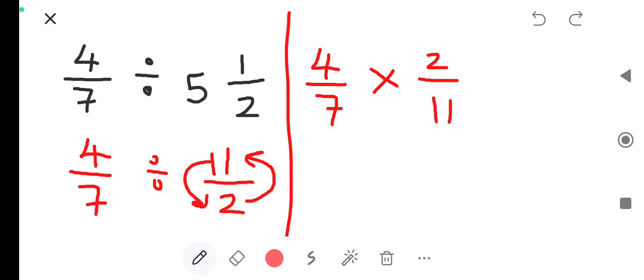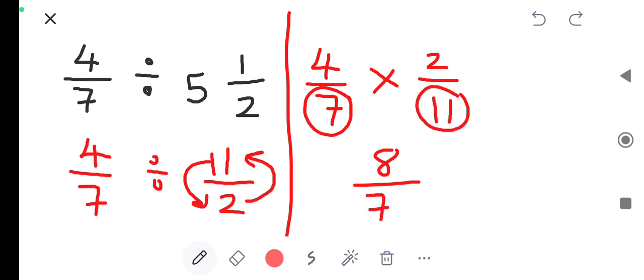Alright, then you multiply the numerators. You do 4 times 2, that gives 8 over, multiply the denominators. You do 7 times 11, that gives 77. So the answer becomes 8 over what? 77.